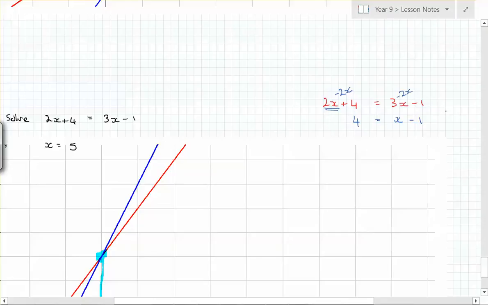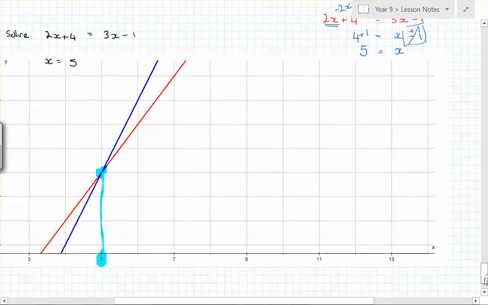Add the 1 to both sides, which makes x equals 5. Minus 1 plus 1 is 0, so I'm left with just the x. And 4 plus 1 makes 5. And if we remember from the graph, it's 5.